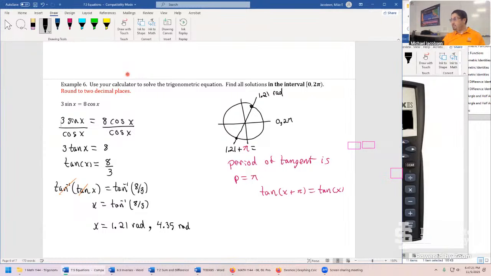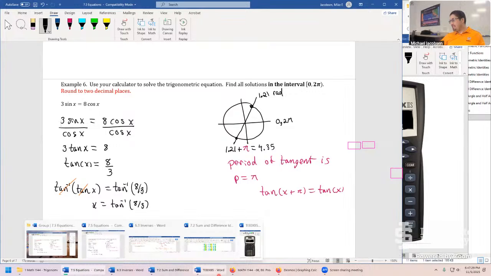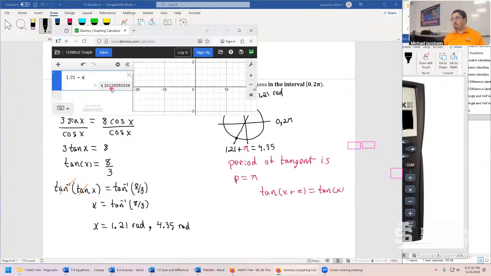Let me connect the thoughts here. This is where the 4.35 came from. And we wonder, can we keep on adding pi? Well, if you did it again, I have too many tabs open. If you add pi again, you end up at 7.49.